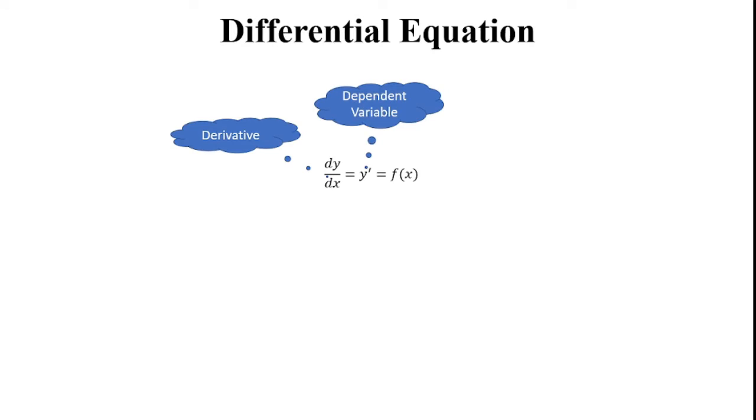Let's see. Generally, the differential equation has the form dy by dx is equal to f of x. Here, what is dy by dx, what is y dash, and what is f of x? dy by dx is called a derivative, and y dash or y is known as the dependent variable that is available in the equation. After that, f of x is known as the independent variable. So, the dependent variable always depends on the independent variable ranges.